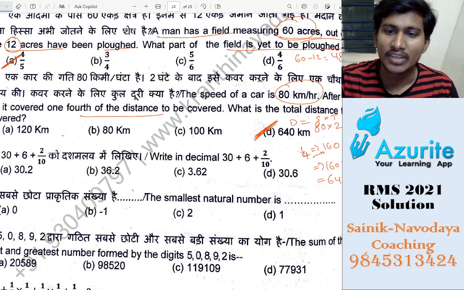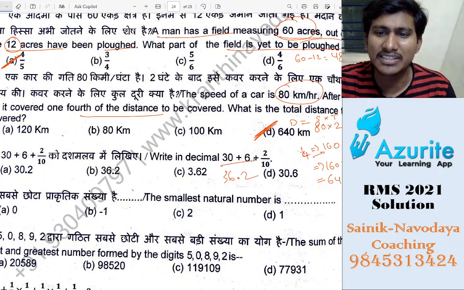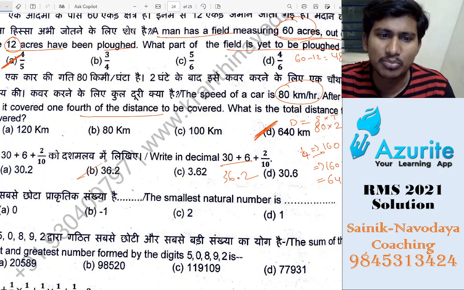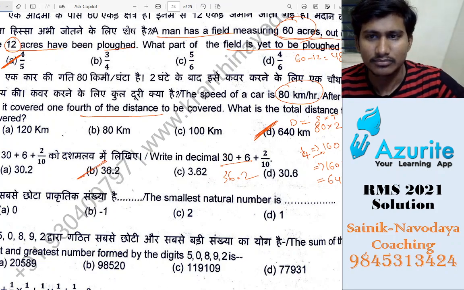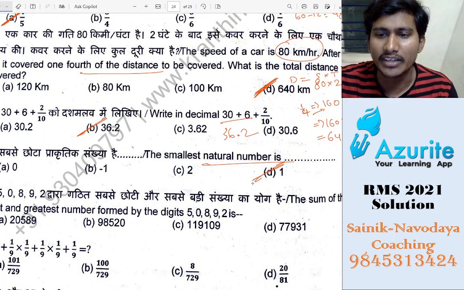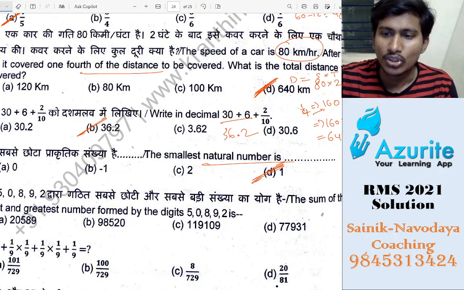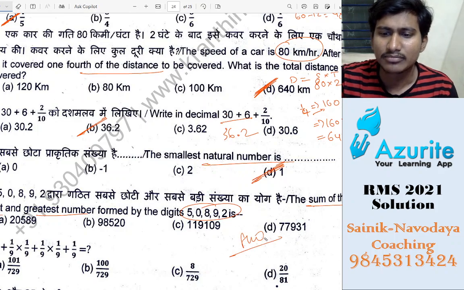Yes. So now here, this is very easy. 36 point how much? 2. That is 3 plus 30 plus 6, 36. 2 by 10 means 0.2. 36.2, answer is B. Okay? Next, smallest natural number is 1. Very easy. Now, the sum of the smallest and greatest number formed by digit, you do as homework. Very easy, right?